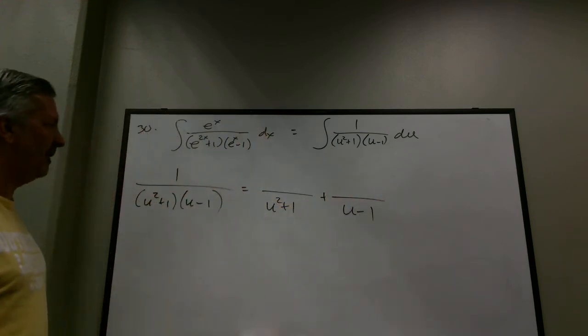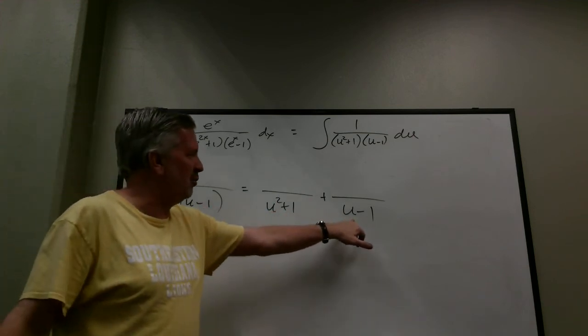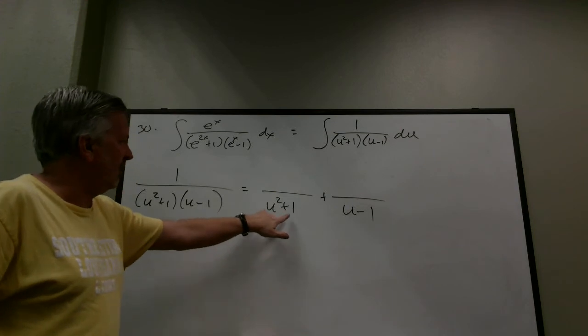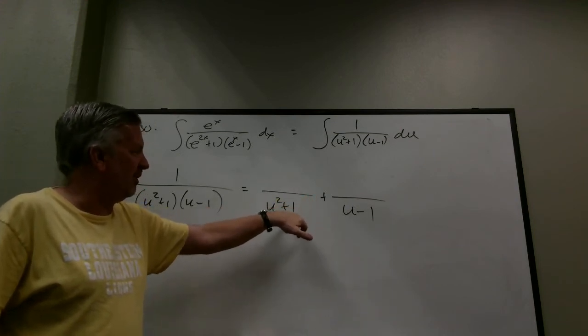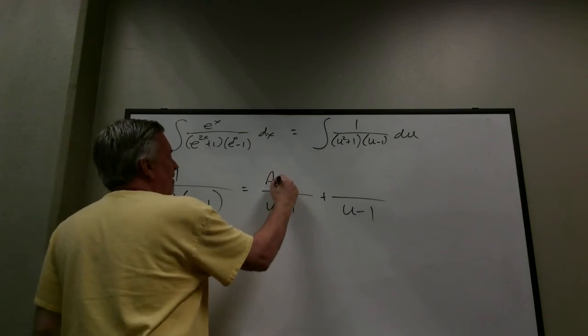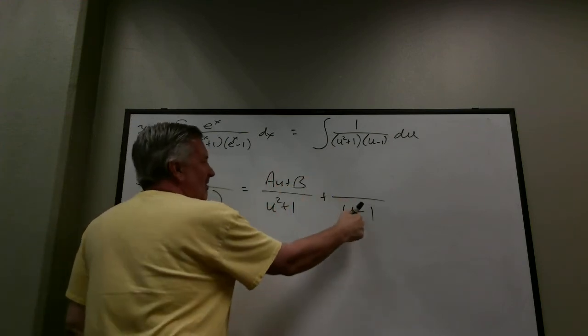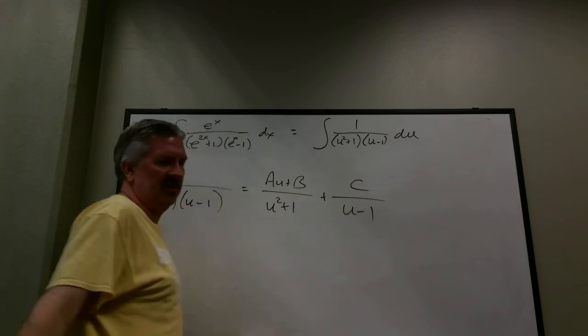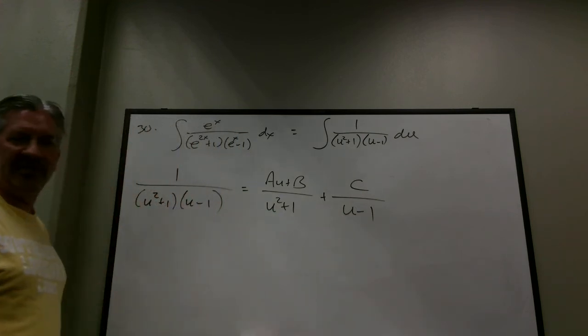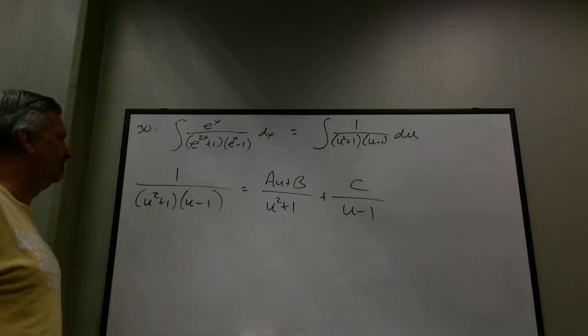Now let's be careful here. When you have a linear term to a power, what goes in the numerator? A constant. When you have an irreducible quadratic to a power, what goes in the numerator? Linear. So I need a linear term here, au plus b. This is linear, so I just need a constant there. So that's my partial fractions decomposition, and now we do our algebra.